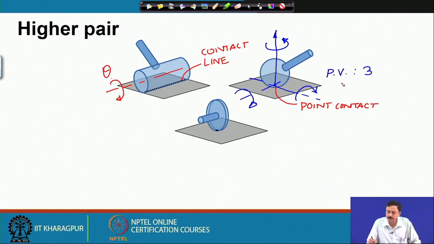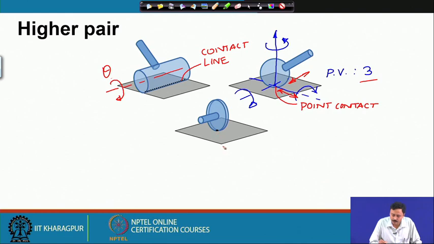If you do not allow sliding, it is purely rolling, but if you allow sliding, then it can slide in 2 more directions, this way and this way, in which case the number of pair variables becomes 5. But if you do not allow sliding, then it has got 3 degrees of freedom. The third example is that of a wheel.